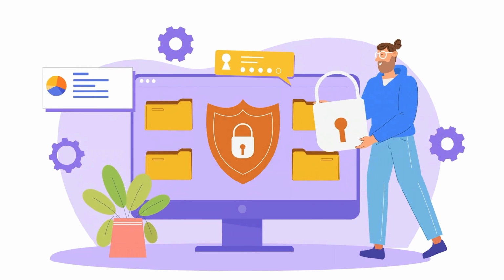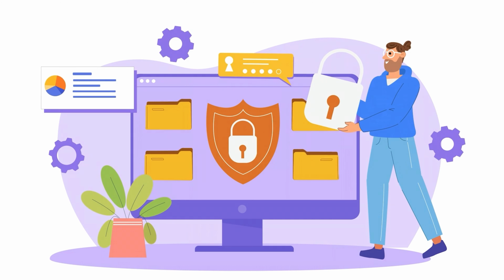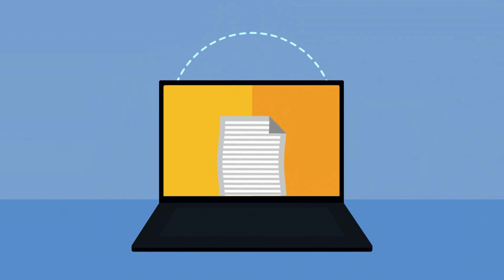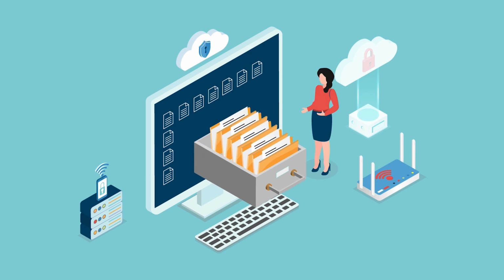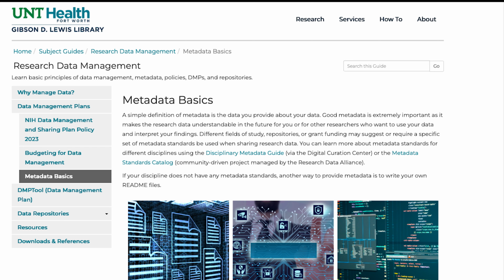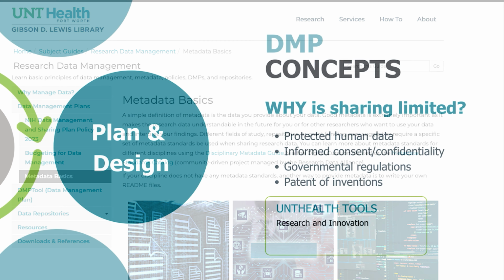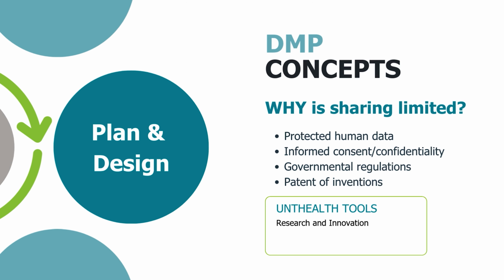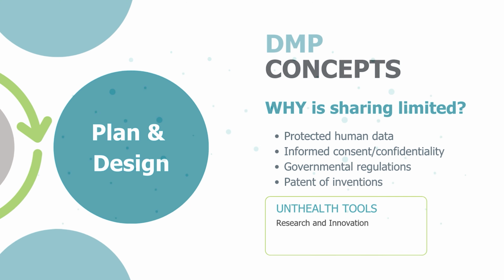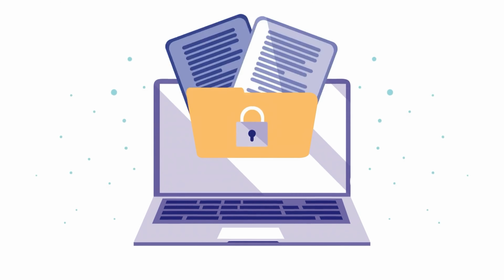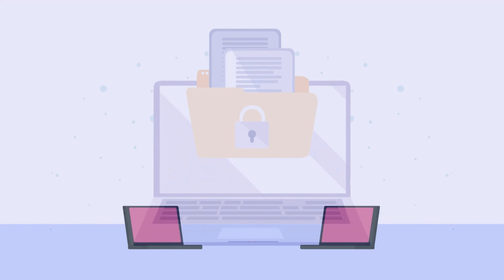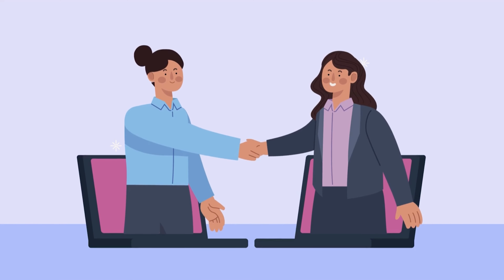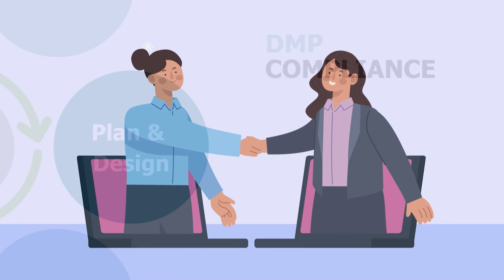Create an organizational plan for directory structures, naming conventions, and any metadata documentation like README files or codebooks. List any proprietary software needed, as well as the storage location, so others will be able to read and access data for secondary reuse. For more information on metadata basics, check out our library guide. Why might there be limitations to data sharing? This might include protected human data, informed consent, governmental regulations, patent of inventions, or confidentiality protections. You will also want to check with any collaborating partners for intellectual property rights and data use agreements.